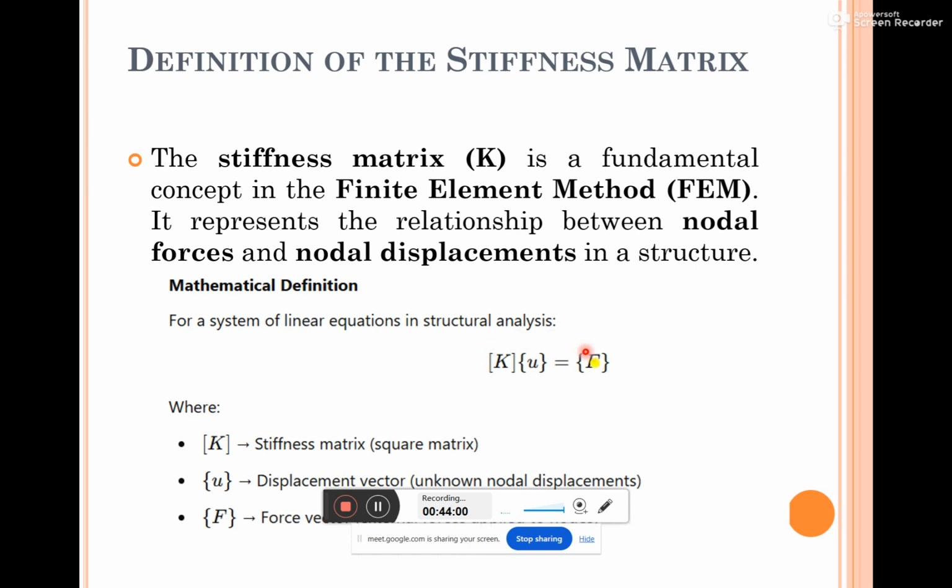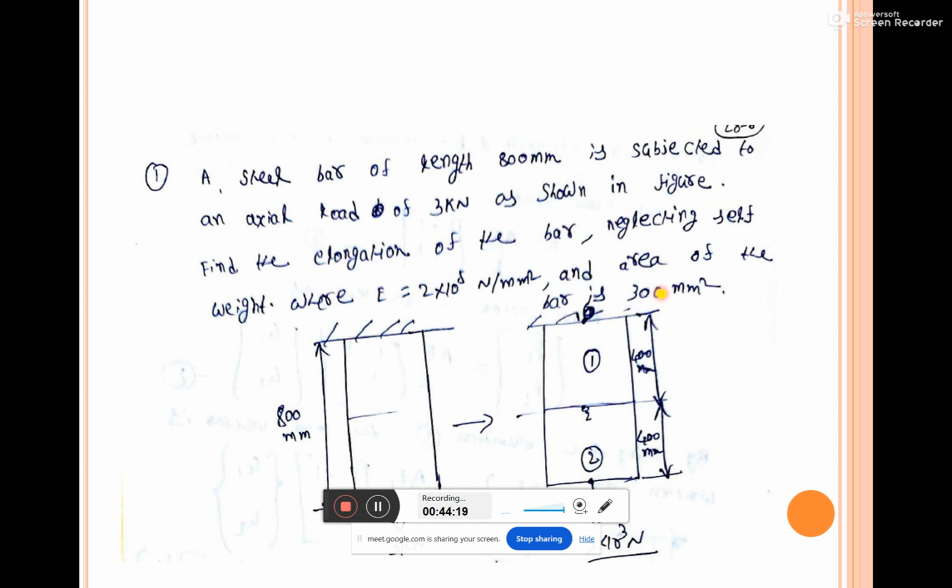Sometimes they will give some boundary conditions and force requirements. By this F and K, we have to find out the displacements at the different nodes. For that purpose we are going to use this stiffness matrix equation. So now note down this small problem. Use your notebook and pen and note down this problem.